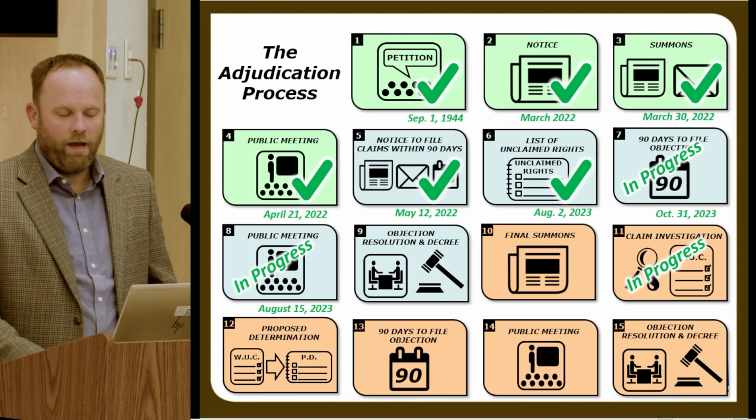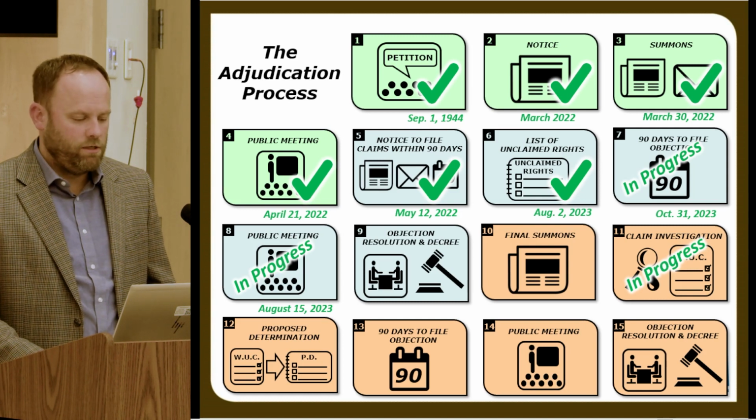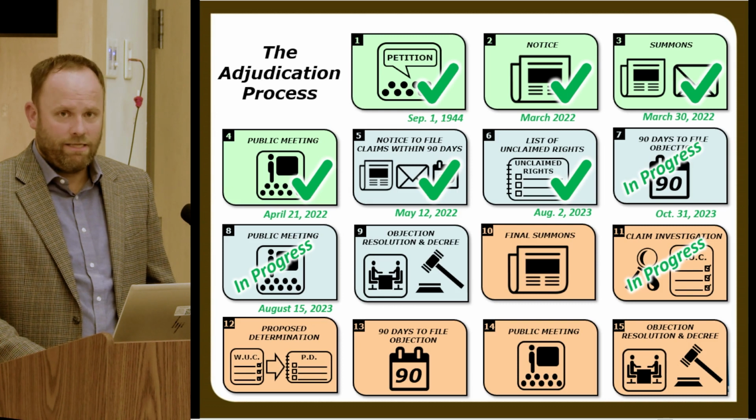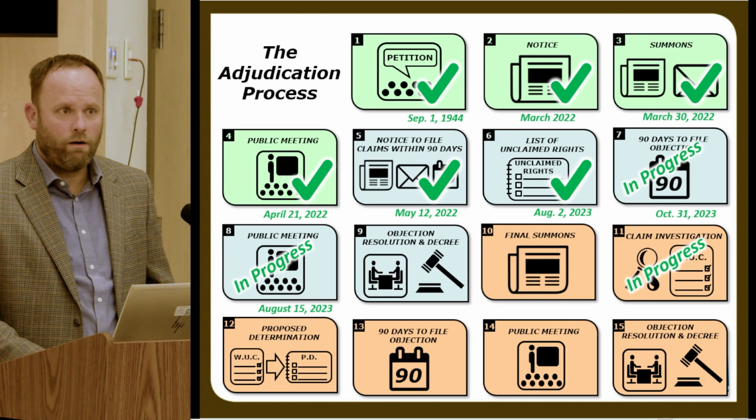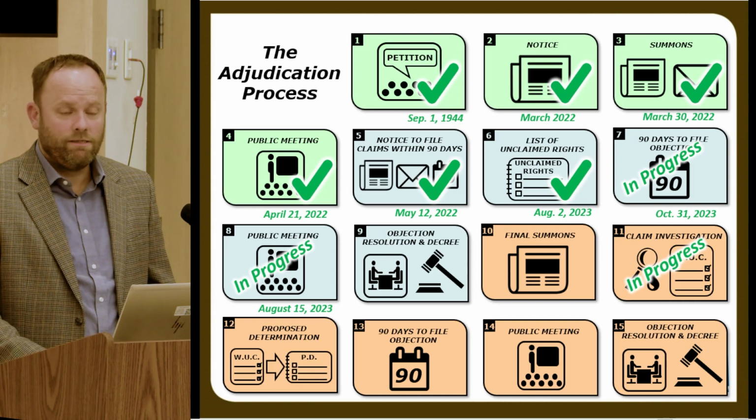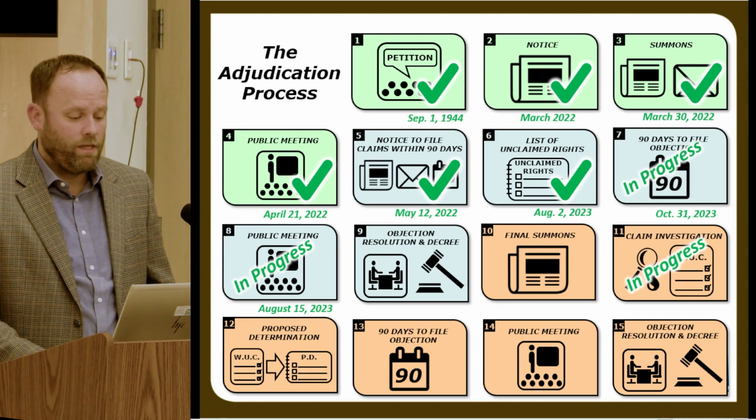The notice was served back in March of '22, and we held an initial public meeting in this building in Heber. Following that meeting, we sent out a notice to file claims, and 90 days was given to respond with water user claims. Since that time, we've compared all of the claims we received to the known water rights of record, and we've compiled what's called the list of unclaimed rights, and that's what we're here to talk about tonight.